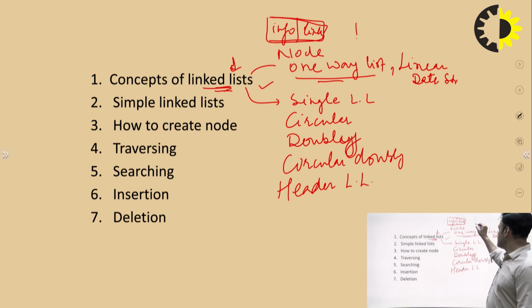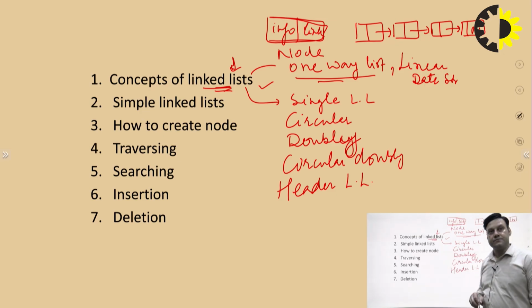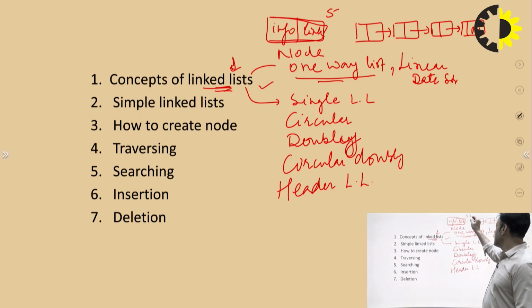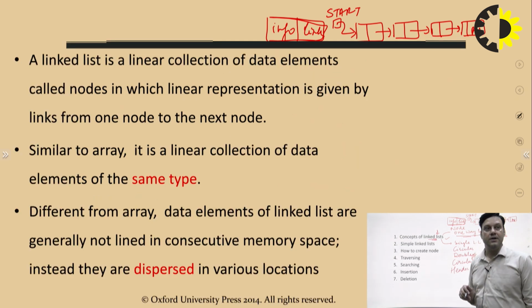So, we can show a linked list with the help of some nodes. This is an example of a linked list having 4 nodes, right? There is a starting address, which we will call start. This start will keep the address of the starting node, and the address part of the last node will contain null, which represents that we have reached the end. Okay, students. So, this is a linked list, right?